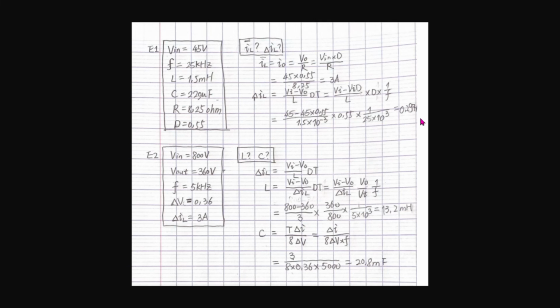Now we look at exercise 2. We have V in equals 800 volts. The V out is 360 volts, frequency 5 kilohertz. The voltage ripple is 0.36, and the current is 3 amperes. We need to determine the inductor and the capacitor.